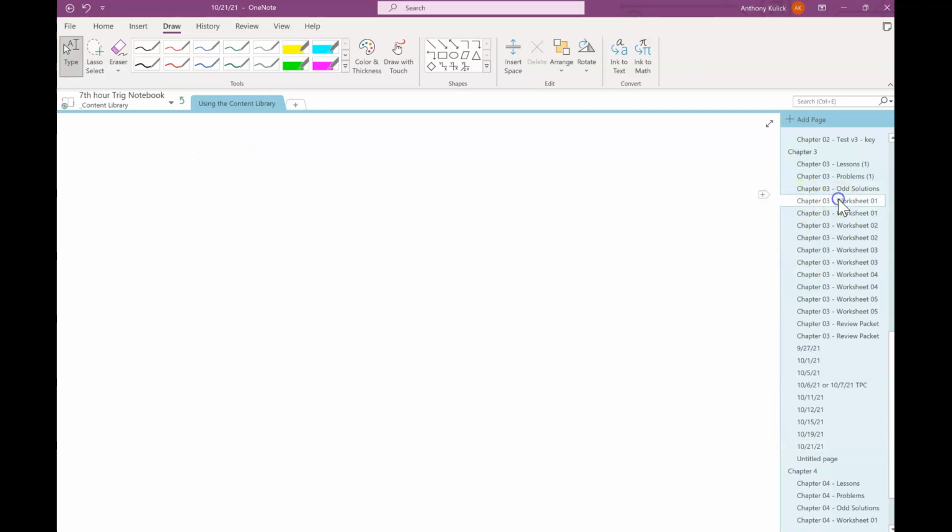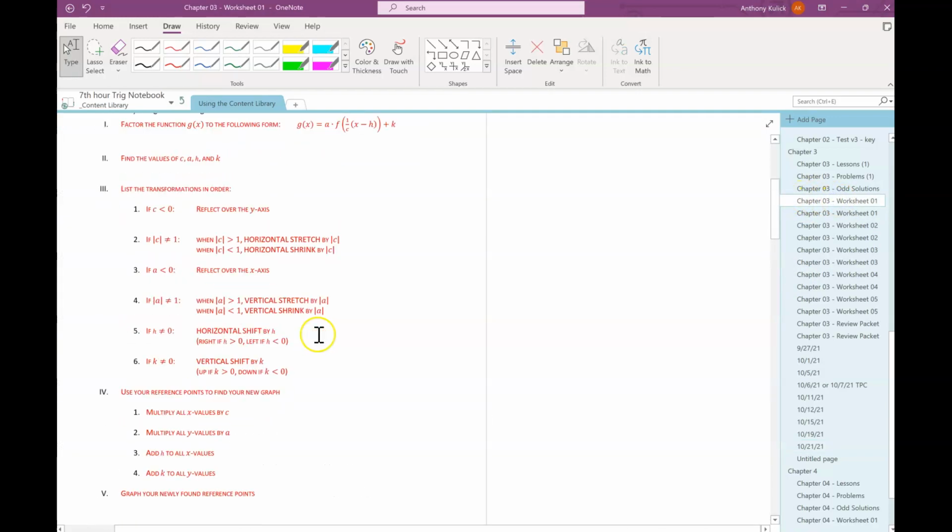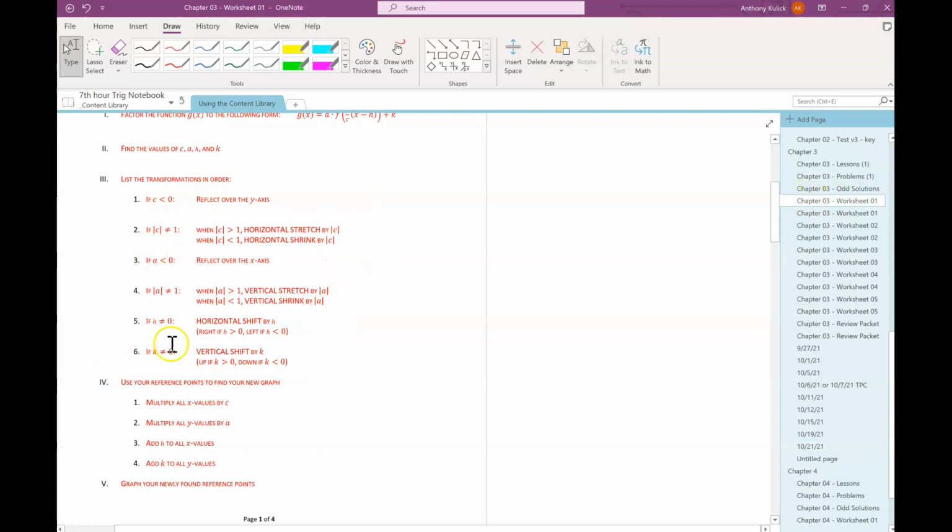From worksheet 1, this information here is going to be on there. So we don't need to memorize those. Those will be there. I would suspect you probably already have most of them memorized, but that's on there for you.